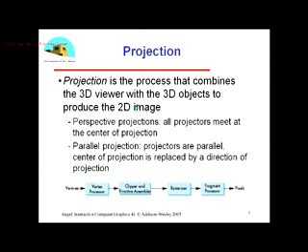Projection. Projection is the process that combines the 3D viewer with the 3D objects to produce the 2D image. Perspective projection: all projectors meet at the center of projection. Parallel projection: projectors are parallel. Central projection is replaced by the direction of projection.